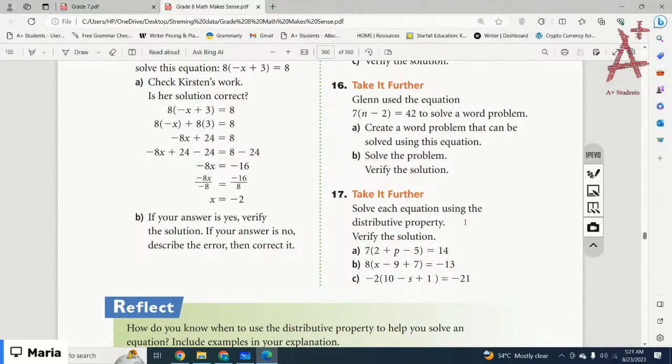So Glenn has some pencils with a discount of $2, right? So he bought 7 of the pencils and it cost him $42, right? You have to evaluate 7 times (n minus 2) equals 42.